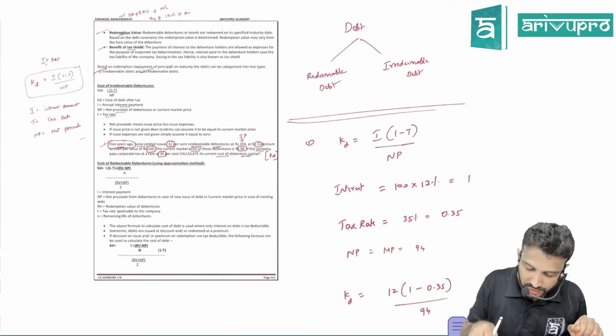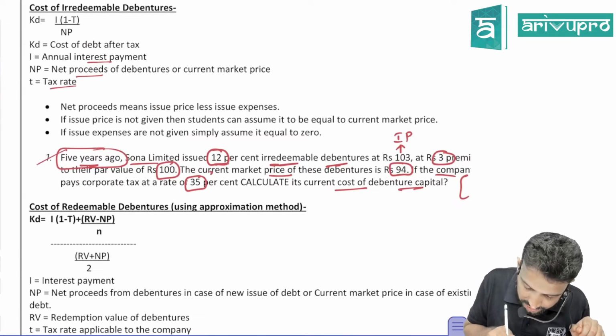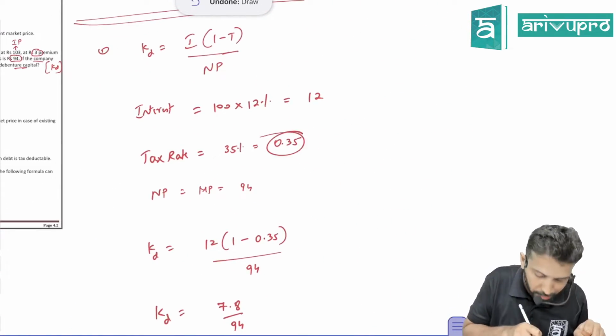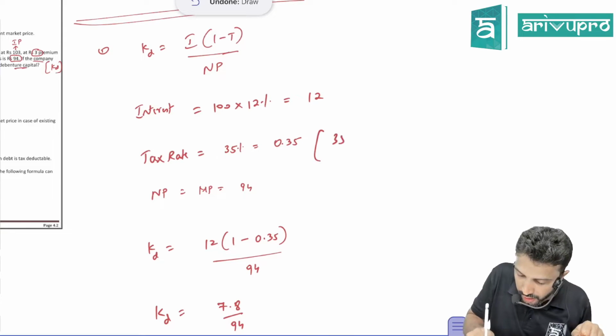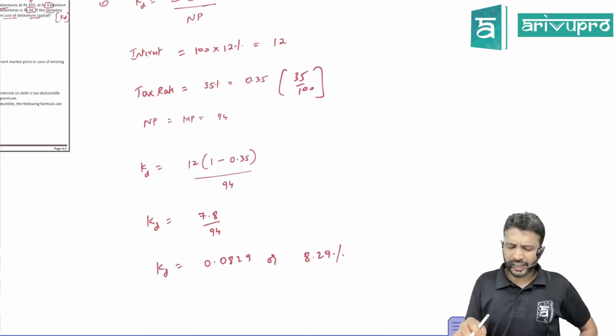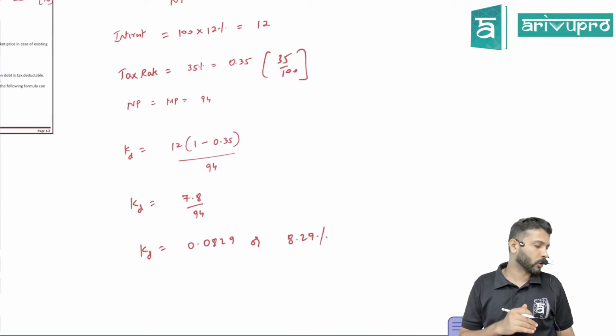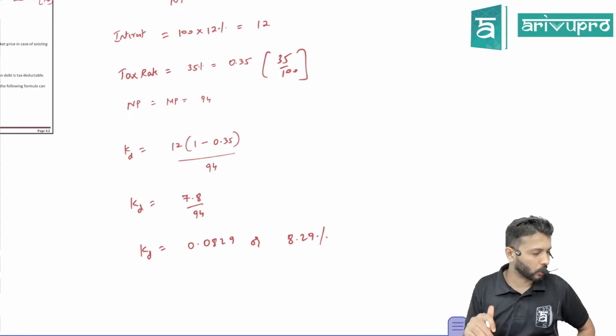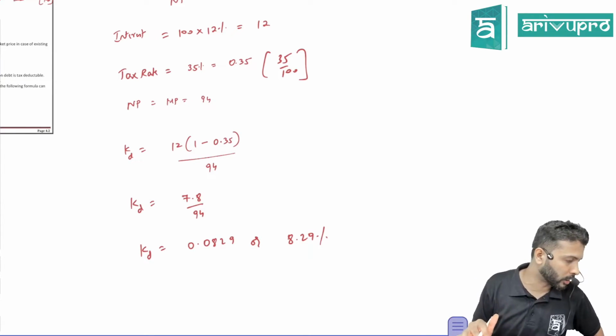Tax rate is given in the problem. I did not calculate. Tax rate is given in the problem as 35%. 35% if you express in full number, it will be 35 divided by 100, which will be 0.35. You can take 2 decimals. In some problems, I say take 2 decimals. Sometimes they go up to 4. According to me, here you can take 2 decimals, and it should be okay.